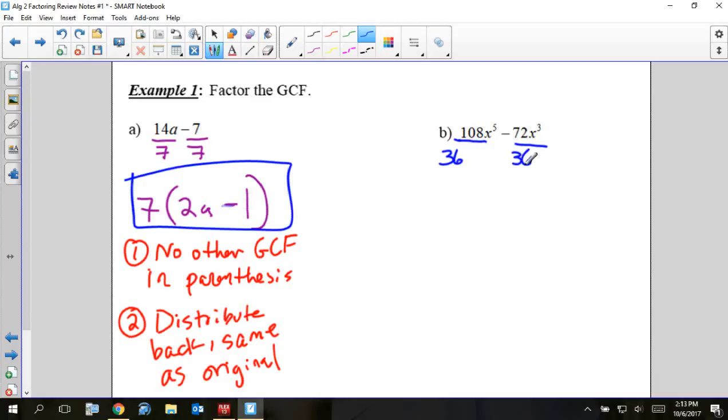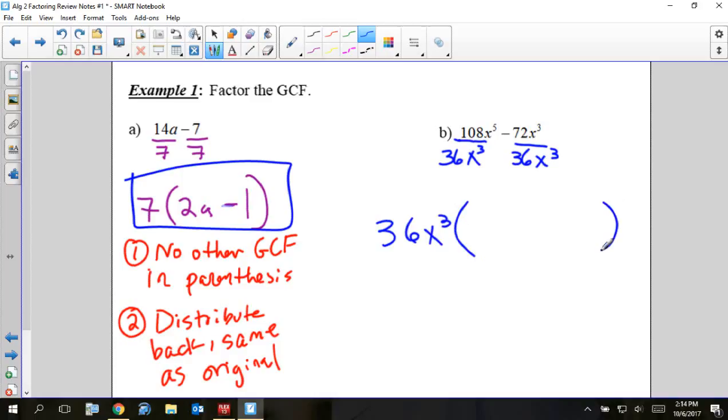How many x's do they both have in common? Do they both have at least 1 x? Do they have at least 2 x's? Do they have at least 3 x's? Do they both have 4 x's? No. So the greatest amount is 3 x's. X to the 3rd. So I'm going to undistribute 36 x to the 3rd, and I'm going to put it outside the parenthesis.